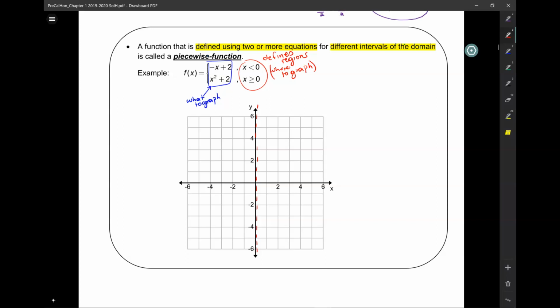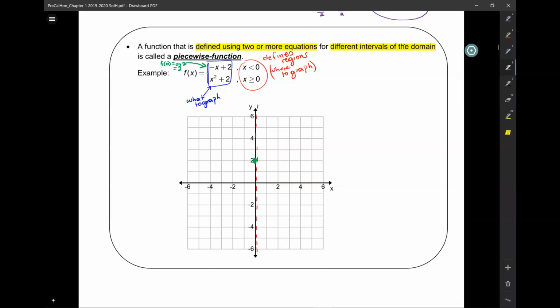Okay? Now, the first thing I must do, I cannot get away with not doing this, is plot the point on the boundary. So, for the top function here, x equals what is the boundary? 0. X equals 0 is my boundary. So I have to plot f of 0. How much is that? 0 plus 2, it's 2. Right there.